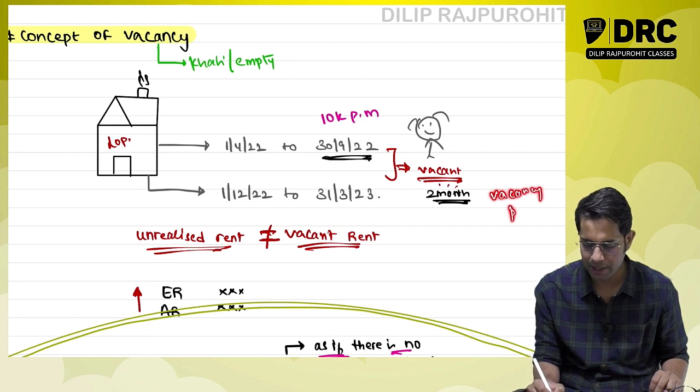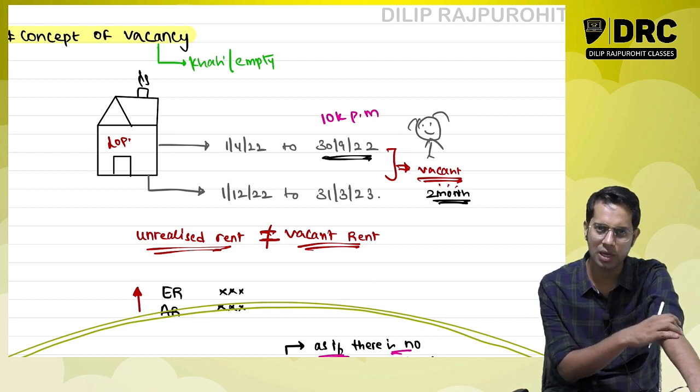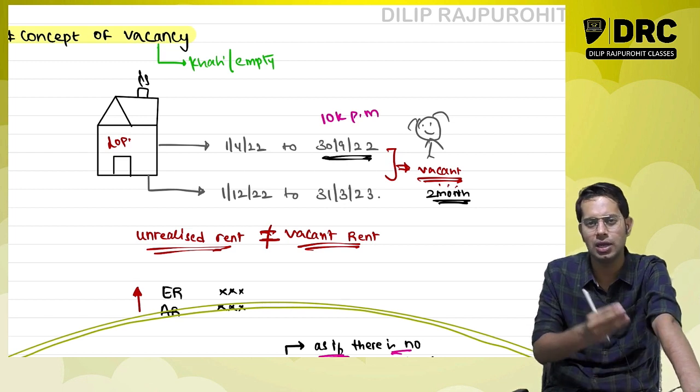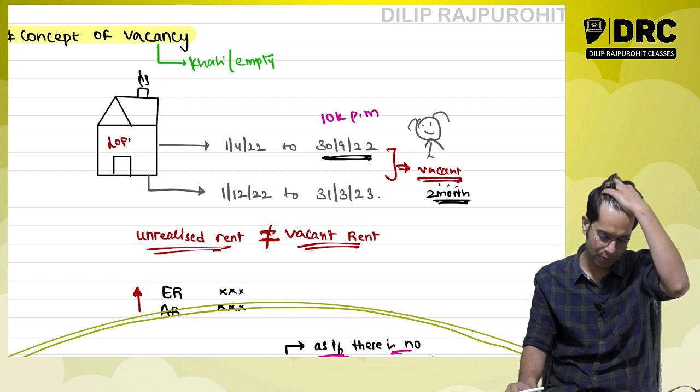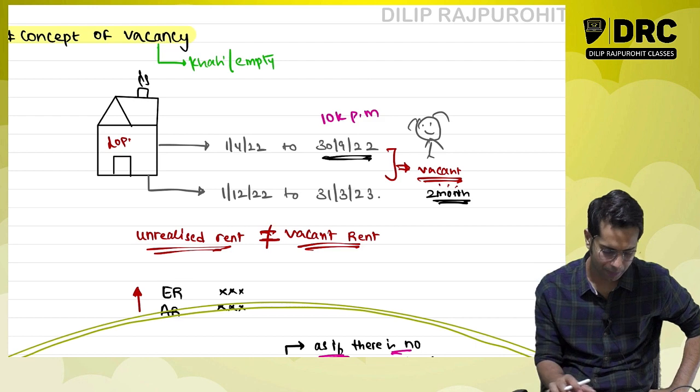Now what will happen? Sir, if a property is vacant, how do I compute the income from house property? That is what we are going to see in this particular topic now.